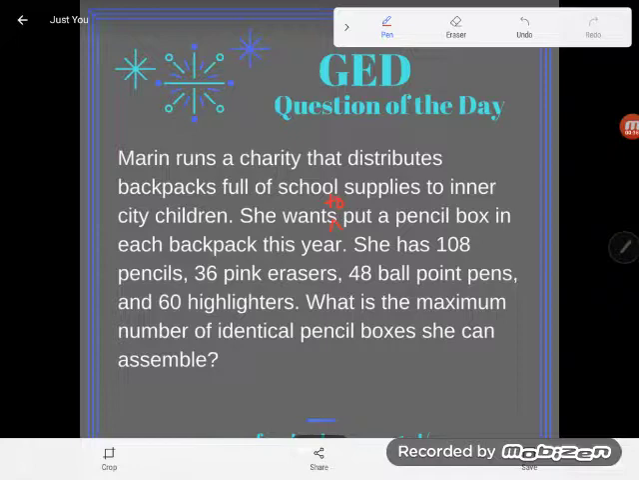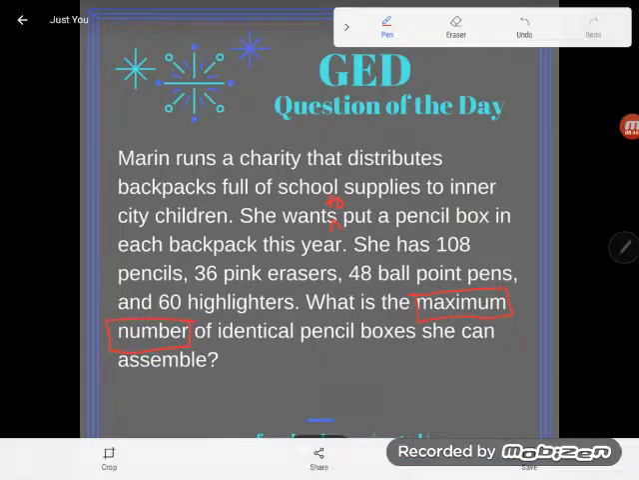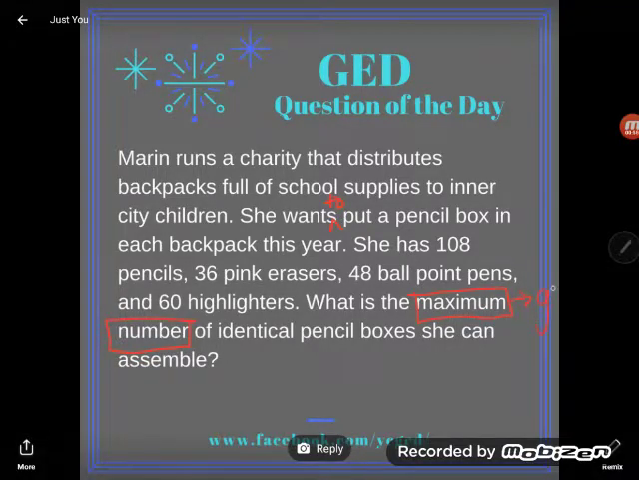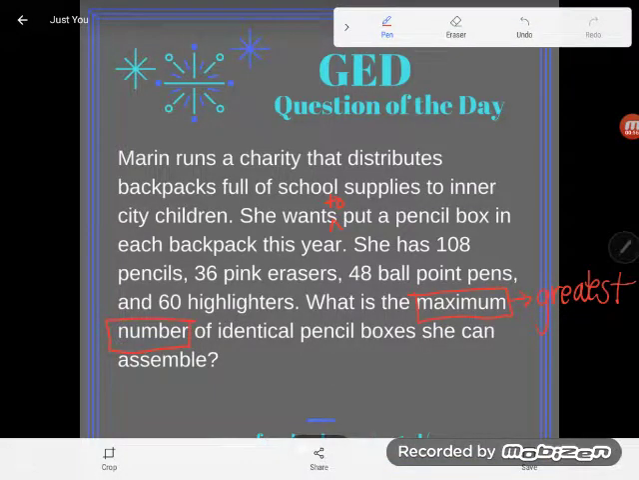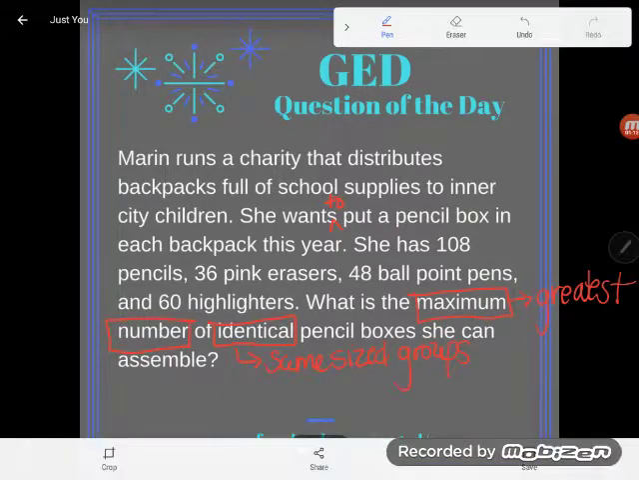So here's Marin. She's got all these supplies, and here's the key word. We want to get the maximum number. What is the maximum number? Would you agree with me that another way to say maximum is greatest? So the greatest number of identical pencil boxes. That's another key. We want identical pencil boxes. When you think identical, you should be thinking same size groups. It should put you in the mind of multiplication, division. Now, I want the maximum number of identical same-sized groups, the maximum number of times I could divide.